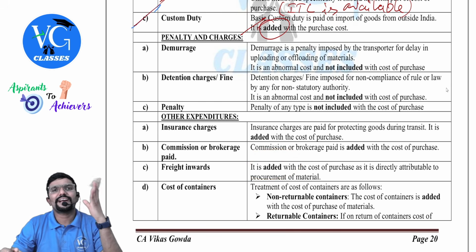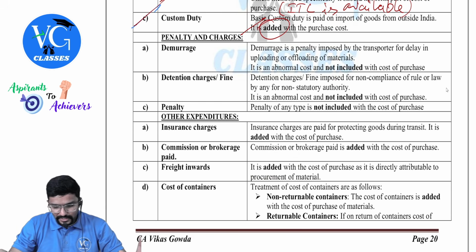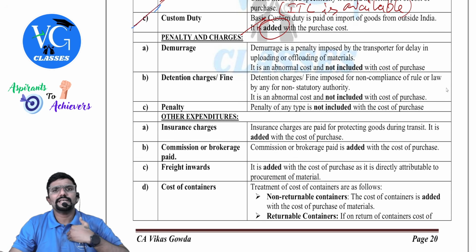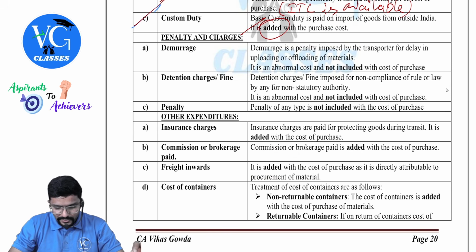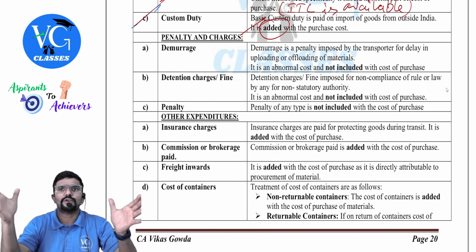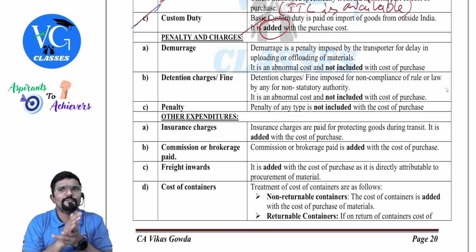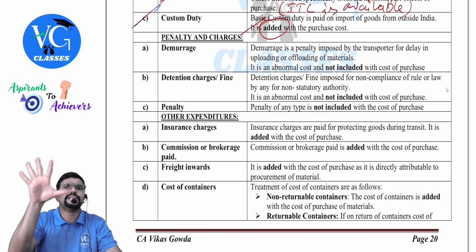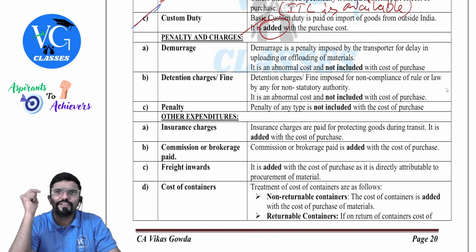Next, cost of containers or boxes. Treatment of cost of containers is as follows. It depends on what type it is. Is the supplier charging separately to the buyer? If it is non-returnable containers, the cost of container is added with the cost of purchase of material. Now the supplier is sending the goods along with some containers or boxes. For that box, he is charging me 5,000 extra. Should we add it in the value of inventory?